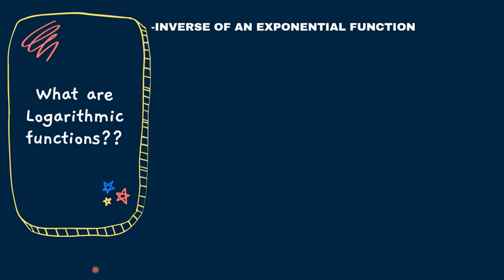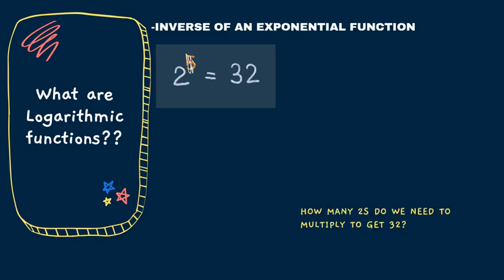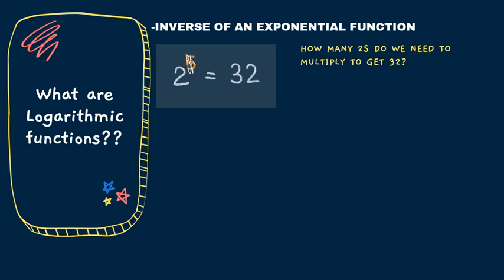A logarithmic function is the inverse of an exponential function. Here's an example of an exponential function: 2 to the power of 5 is equal to 32. 5 is the exponent of 2 here, and it represents how many times we need to multiply 2 to get the value 32. So what if the exponent isn't given and we want to find out how many times we need to multiply 2 to get 32?